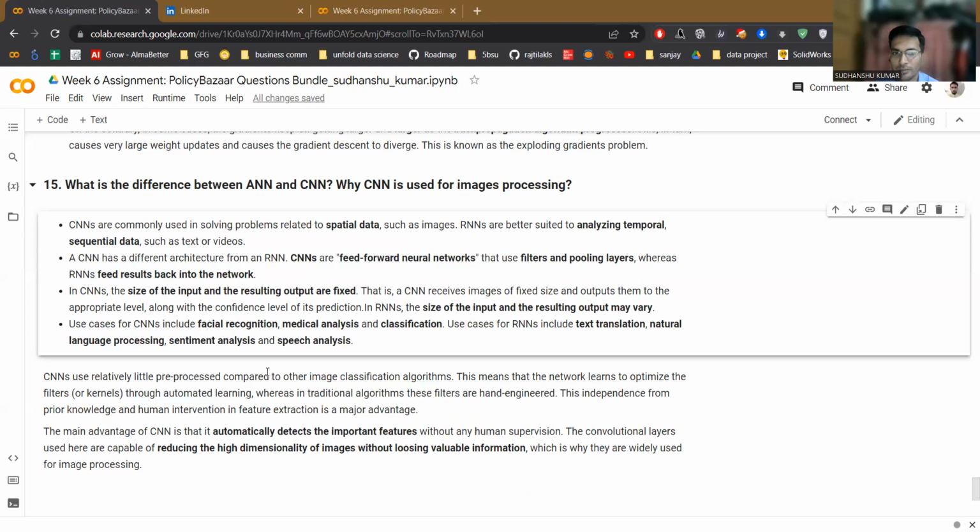The main advantage of CNN is that it automatically detects important features without any human intervention. The convolutional layers used here are capable of reducing the high dimensionality of an image without losing valuable information. That is why it is widely used in image processing.